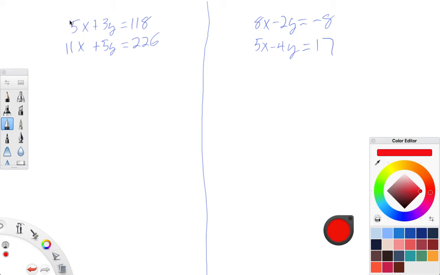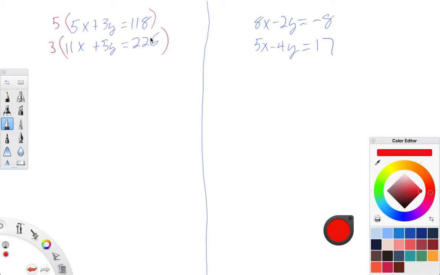So what I'm going to do is multiply my top equation by 5 and my bottom equation by 3. The reason that I'm going to do that is 5 times 3 will give me 15, and 3 times 5 will also give me 15. So when I have 15y on both, I'll be able to cancel them out. I could do similarly, I could do 11 times the top one, that would give me 55, and 5 times the bottom one, that would give me 55.